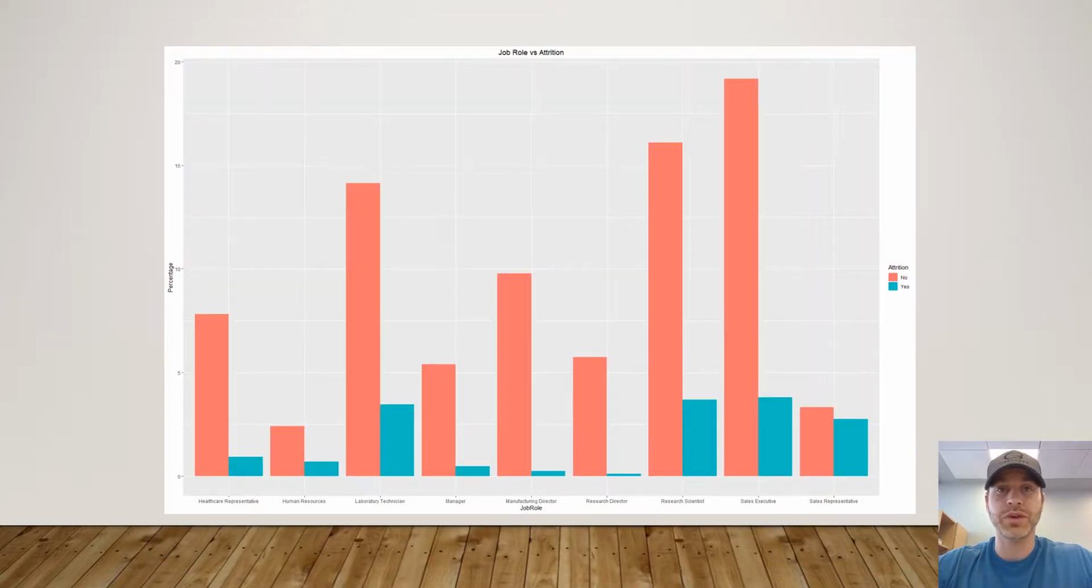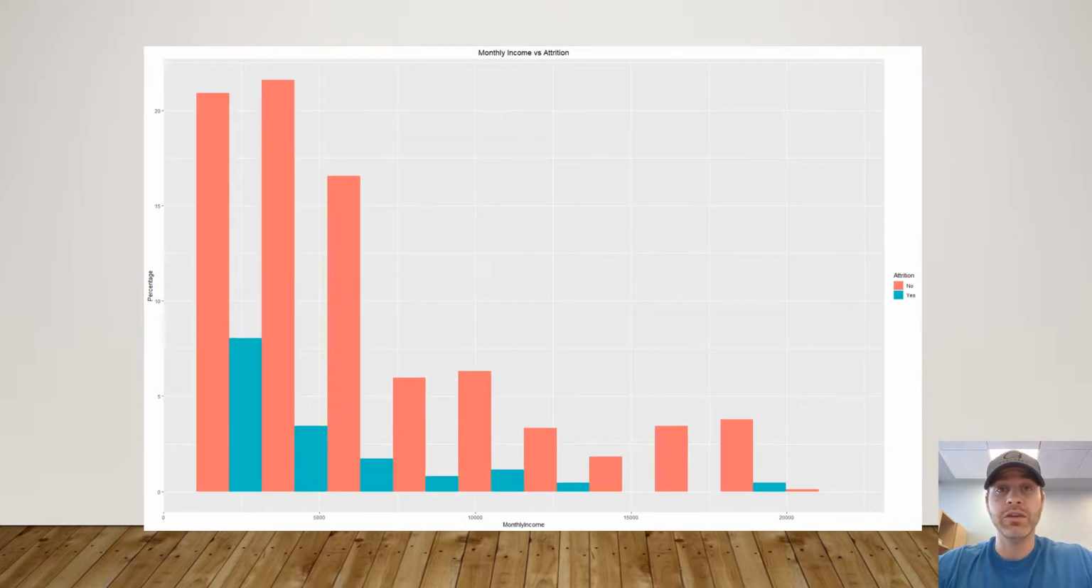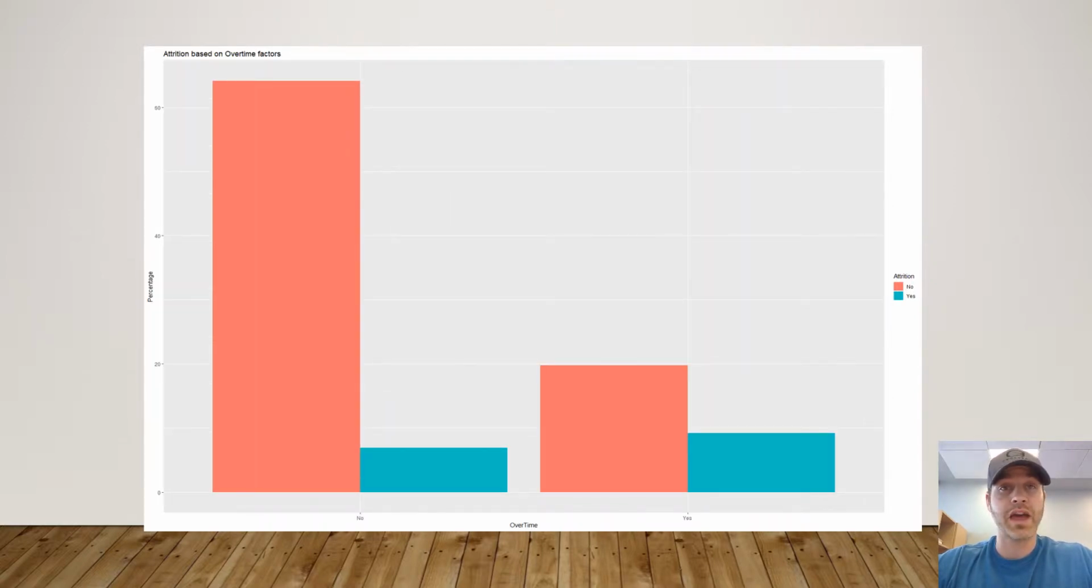We'll begin our exploratory data analysis by looking at job role versus attrition. I've broken down each job role by whether they're experiencing attrition or not and their percentages. Here you can see that laboratory technician and sales representative, two lower level positions, are experiencing the highest percentage of attrition. Here we're looking at monthly income versus attrition, where you can see lower income employees are experiencing the highest percentages of attrition. Here's where we have overtime.